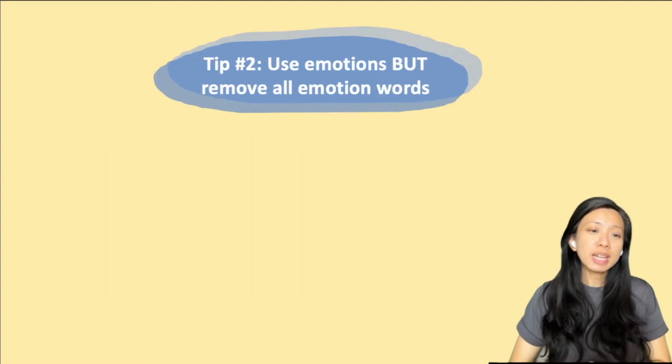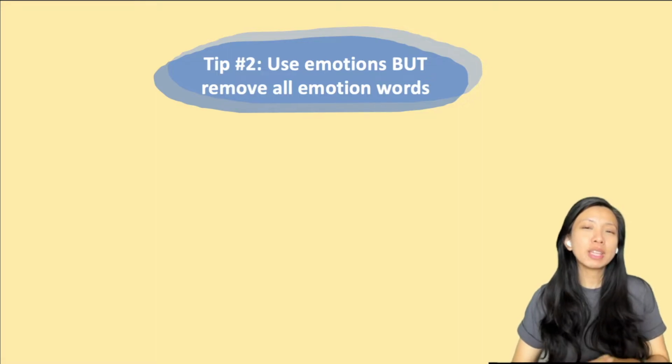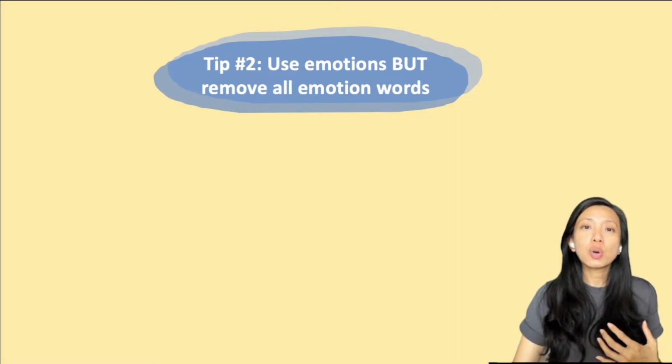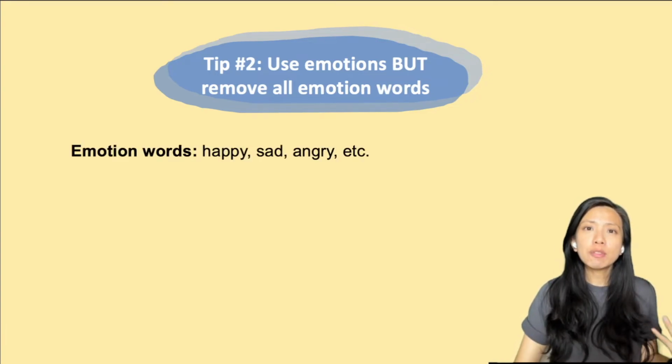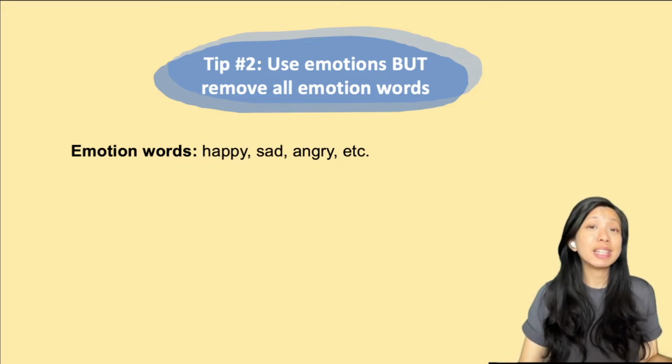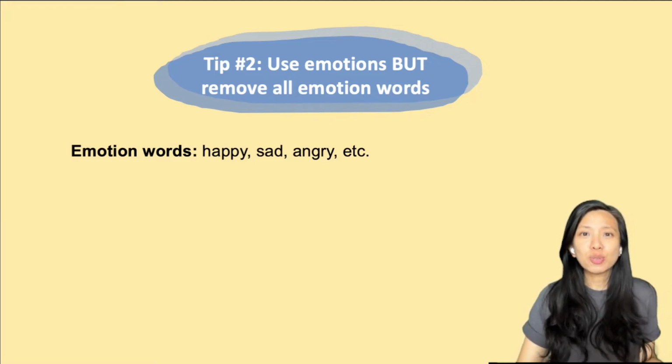The second one is to use emotions in your writing, but remove all emotion words. Again, it seems very contradictory, but let me explain. Emotion words are words like happy, sad, angry, and so on. If you use any of these words, you're basically telling the reader what exactly your character is feeling, which is okay, but we want to improve our writing, right? We want to use that show not tell strategy.